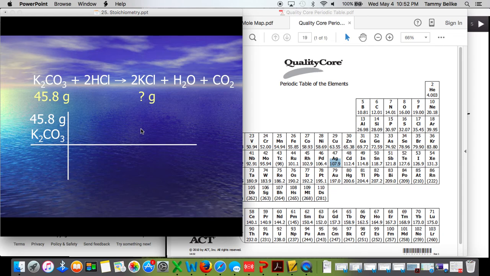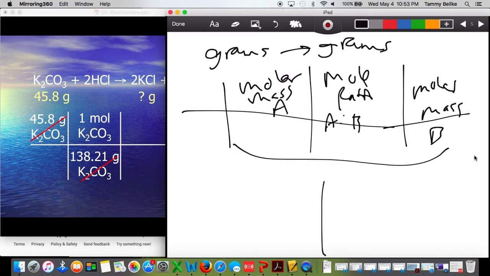Alright, the molar mass of K2CO3, we want grams to find their way to the bottom so that they cancel out. So I hope you got 138.21 grams of K2CO3. We're going to put 1 mole of K2CO3 on the top. Grams cancels. Our next conversion factor, as shown here, is the mole ratio.